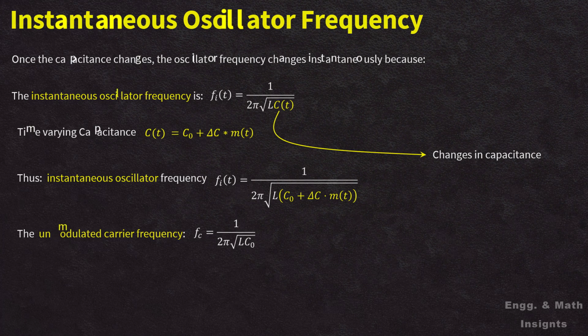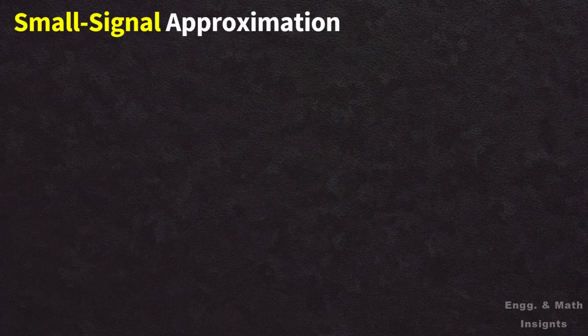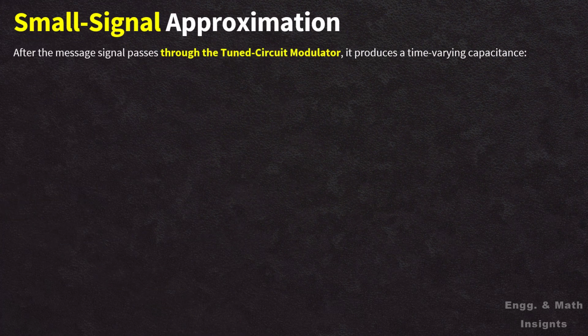Now let us understand the small signal approximation using the binomial expansion. After the message signal passes through the tuned circuit modulator, it produces a time varying capacitance C(t), which we have already seen, where the value of C(t) is C0 plus ΔC times m(t). This C(t) enters the LC oscillator block. Now we will analyze how this affects the oscillator frequency.